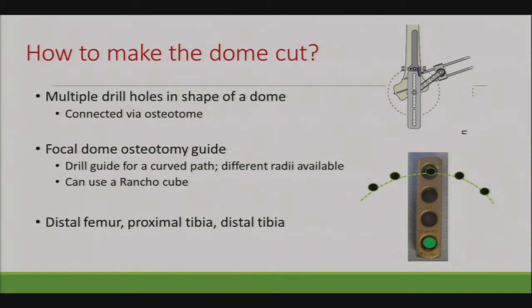You can also, off the Smith & Nephew Ilizarov offset, take a Rancho cube, which is this device on the bottom right. It's just a 4-hole cube. There's drill sleeves that go in it. And then you can fix it proximally and then rotate the Rancho cube and drill multiple holes, and it will drill along an arc. You can also freehand cut it, which is done, I think, a lot, and then use a curved osteotome to connect the points.